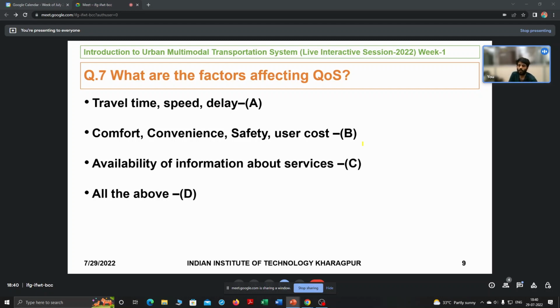Then the availability of information about the services. There are apps in the case of buses or metro. In the case of the IRCTC app also, it says that buses are coming. So if the app is good and its accuracy is good, then you can rely on that particular service. It also attracts a traveler towards that service. So in this case, the correct answer would be answer D. These are the things I was mentioning.